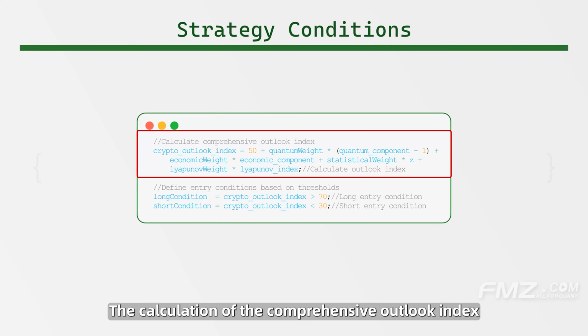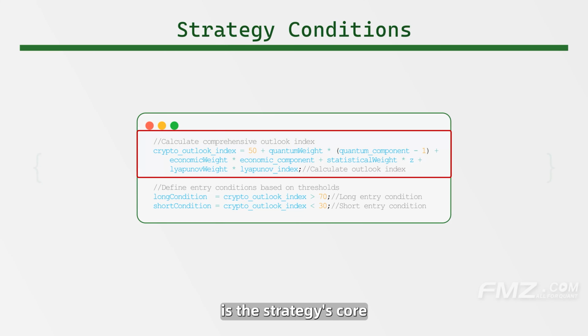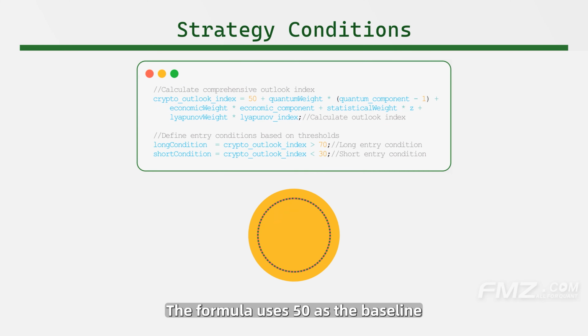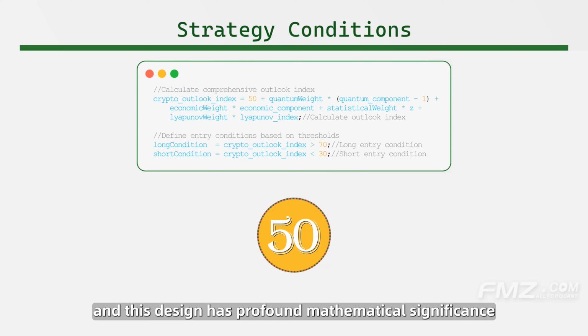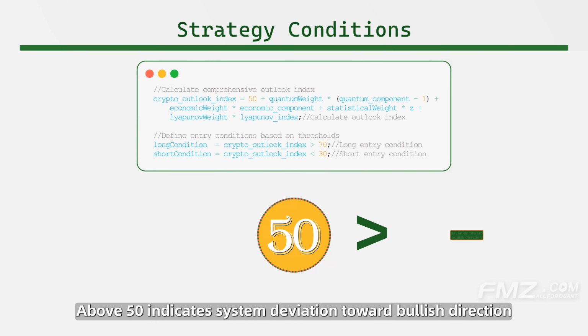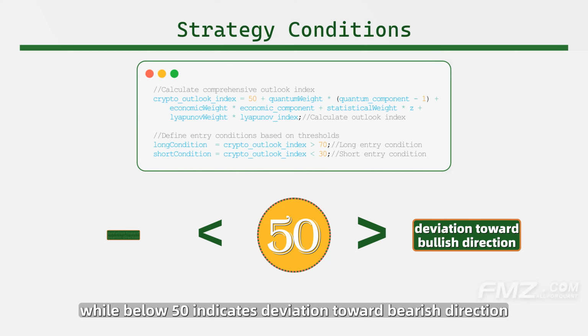The calculation of the comprehensive outlook index is the strategy's core, where we organically fuse theoretical achievements from 4 disciplines. The formula uses 50 as the baseline, and this design has profound mathematical significance. 50 represents the system's equilibrium state. Above 50 indicates system deviation toward bullish direction, while below 50 indicates deviation toward bearish direction.